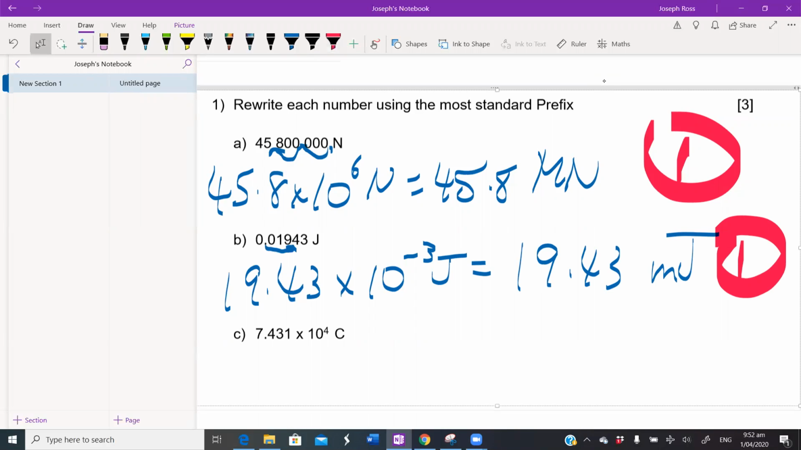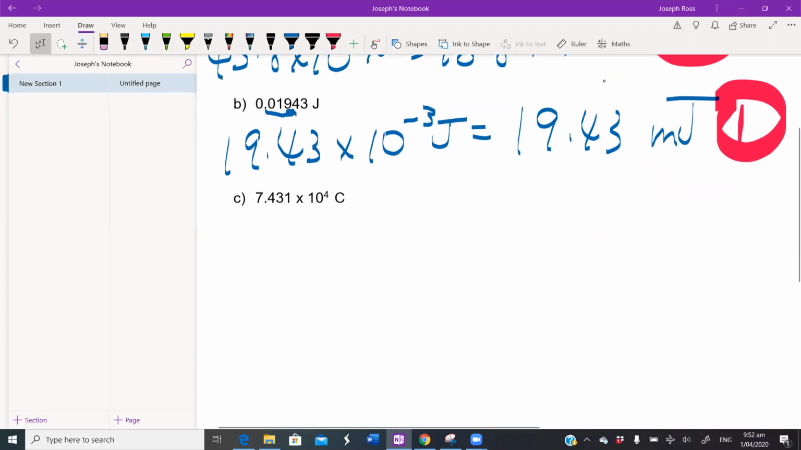Now, question C, so we have something that is already a power of 10. We need to, first of all, write that as a normal number. So we need to move the decimal point 4 places to the right here to get this as a normal number. So this is going to be, as a normal number, 74,310 coulombs. So the point was after the 7, we've moved it 4 places, and that's where the decimal point ended up, writing it as a normal number.